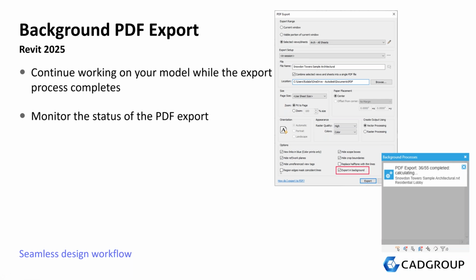So previously, when exporting a PDF from Revit, your Revit session would need to complete the PDF export process before you could continue working. Now, the PDF export process can be run as a background process, allowing you to continue working on your model while the export process completes. So this enhanced PDF export feature in Revit now allows for a seamless design workflow.